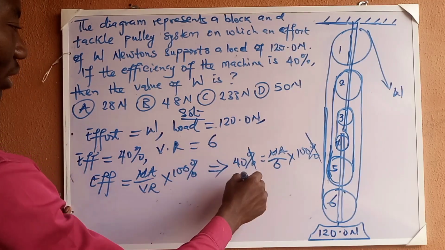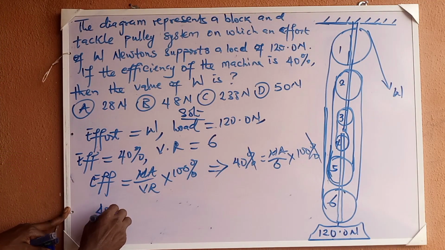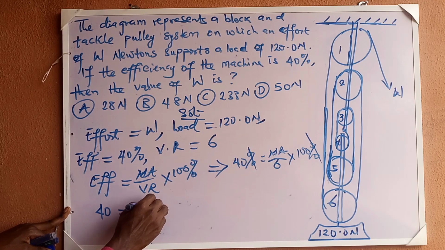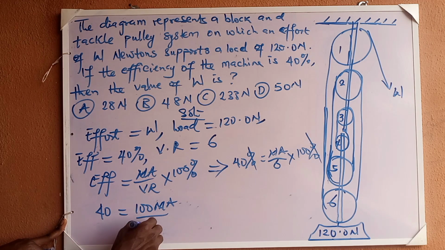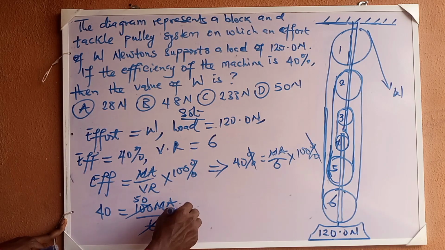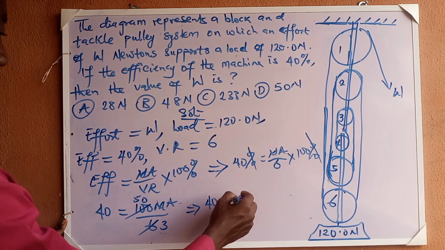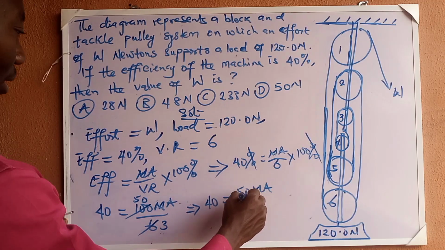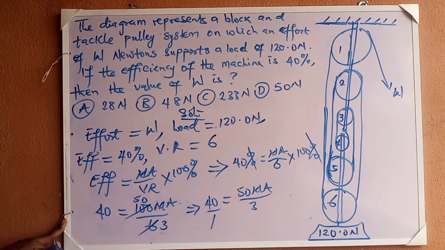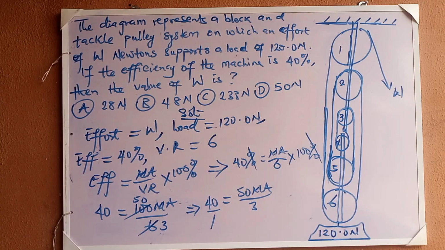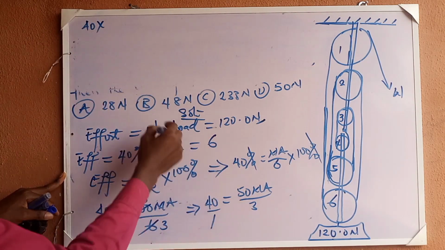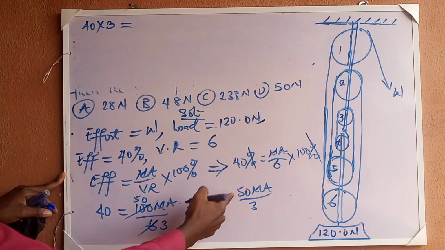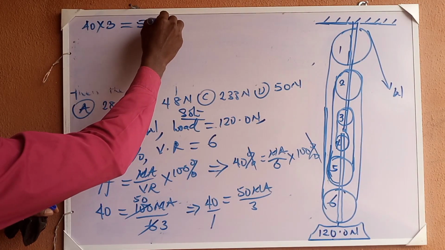Again, this percentage goes with this percentage. So we have 40 equals 100 MA over 6. Of course, we can reduce this fraction. 2 can go in 6 to be 3. 2 can go in 100 to be 50. So we have 40 equals 50 MA over 3. This is over 1. I'm going to cross and multiply. Before I do that, let me clean the board. All right, so we're going to have 40 multiplied by 3 equals 1 multiplied by 50 MA. That still remains 50 MA.